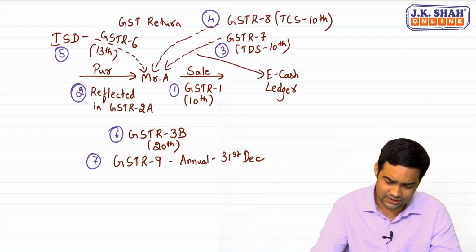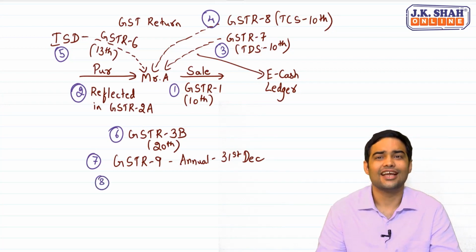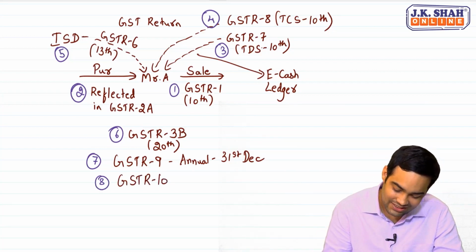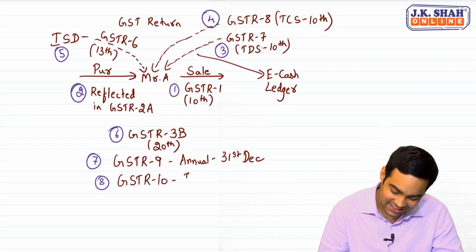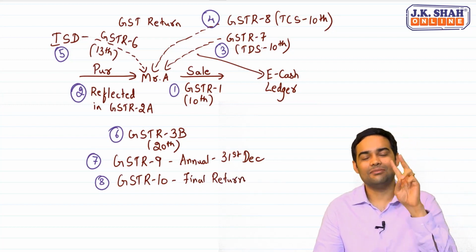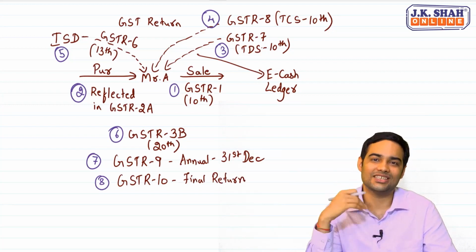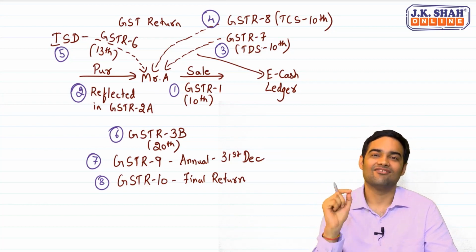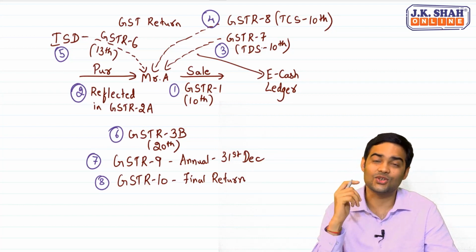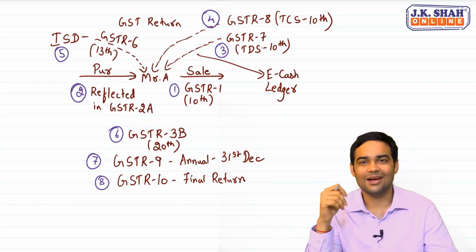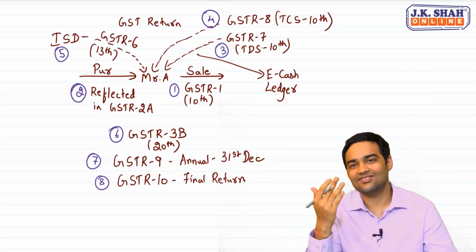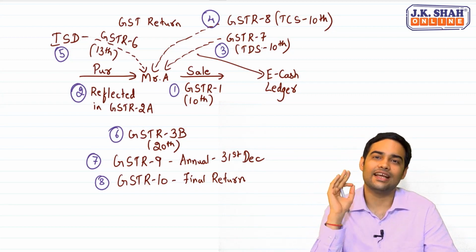Thereafter, he decides to close his business because there are so many returns. And when he wants to close his business, government does not leave him. He has to file GSTR 10, which is a final return. And the due date for GSTR 10 is 3 months from the date of cancellation or 3 months from the date of order of cancellation, whichever is later. Don't forget, it is later, not earlier. So you get more time when you are just saying bye-bye to government. That is the final return.